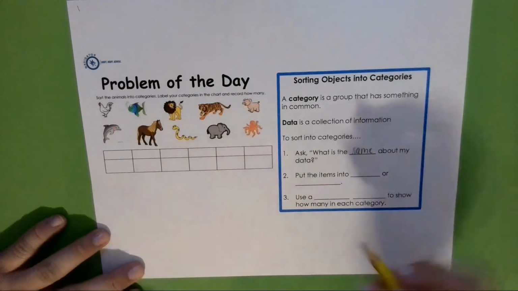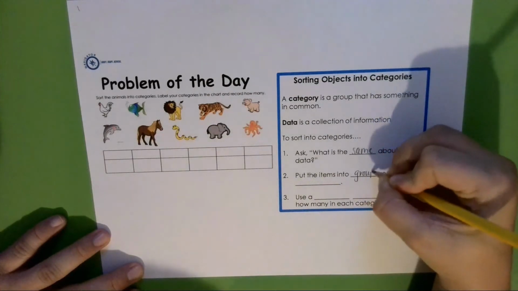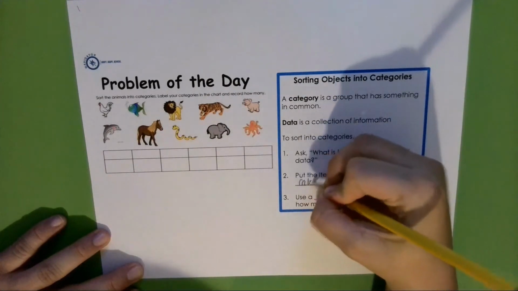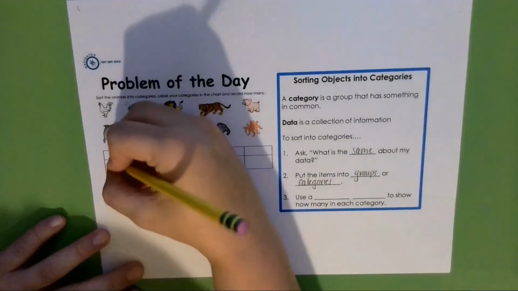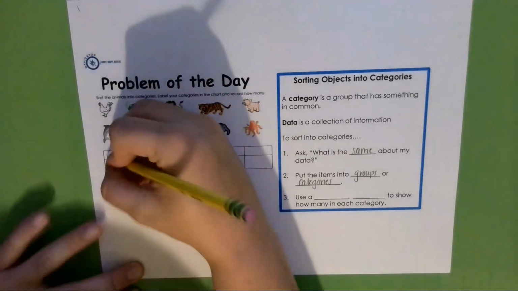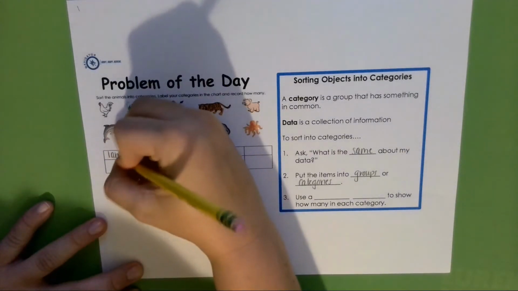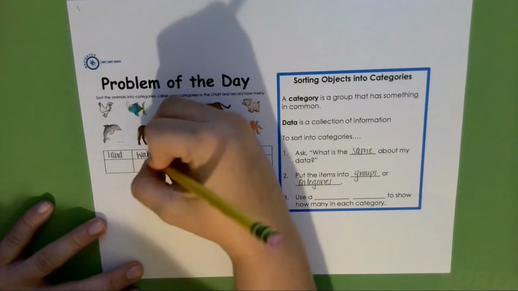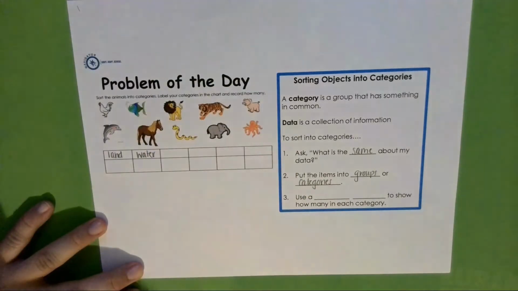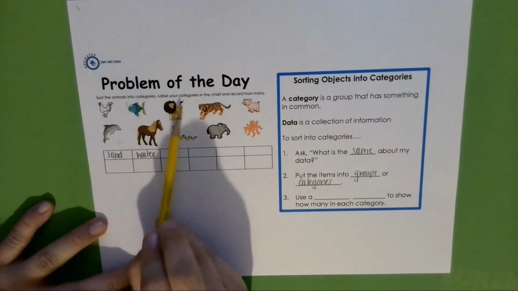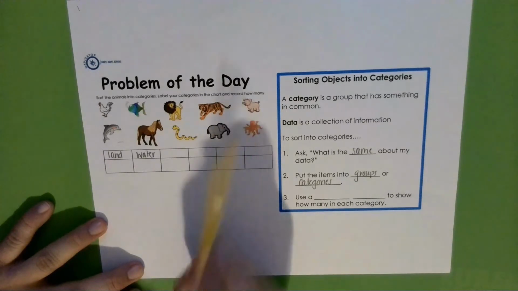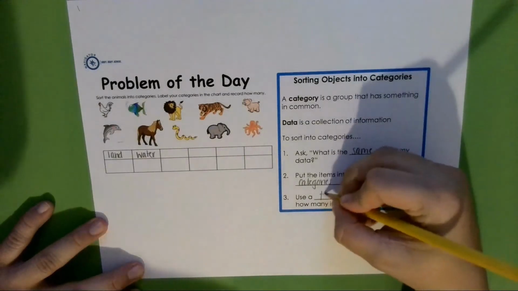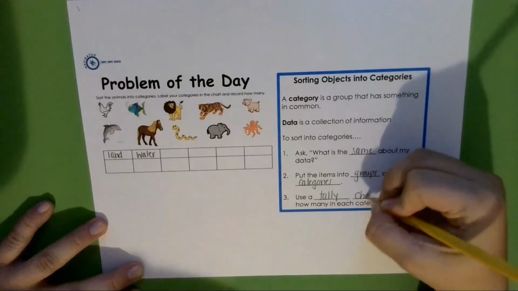So they put their items into groups or categories based on where they live. So they labeled their categories land and water. Then they counted the number of animals that live on land. 1, 2, 3, 4, 5, 6, 7. And they used a tally chart to show that.